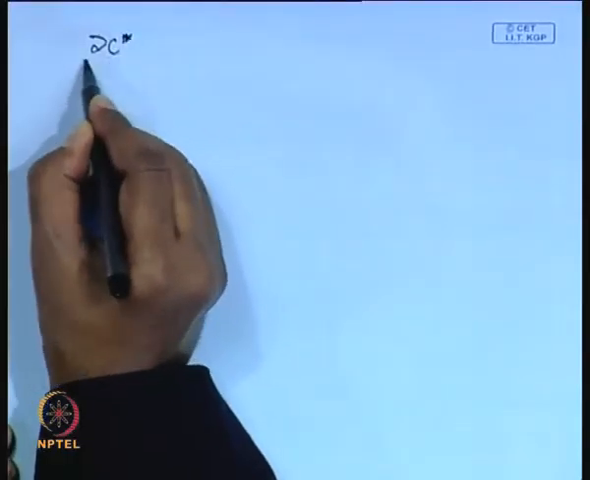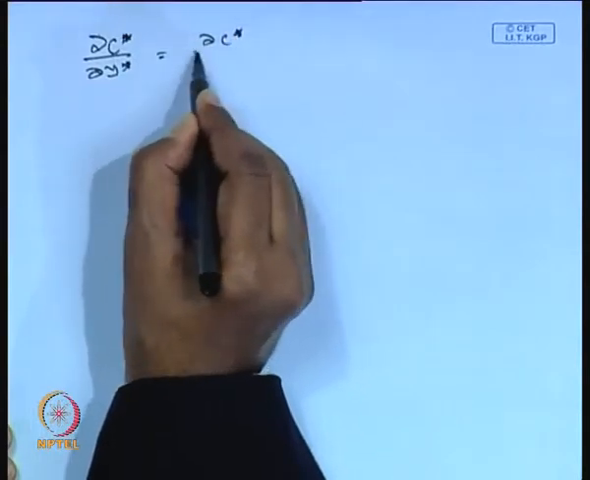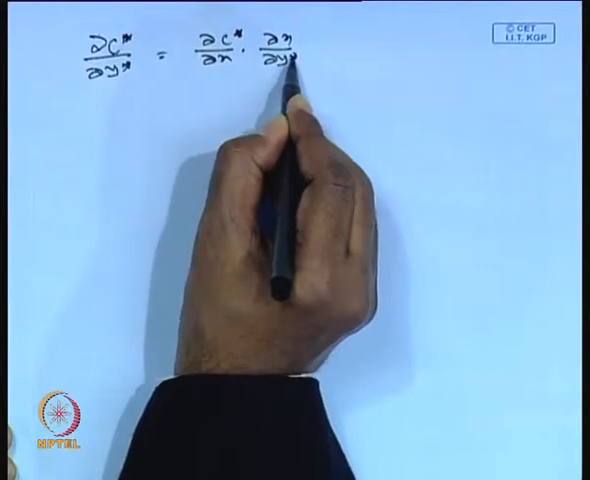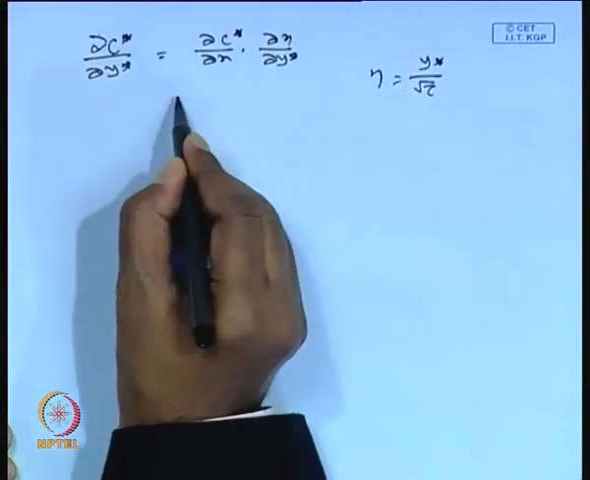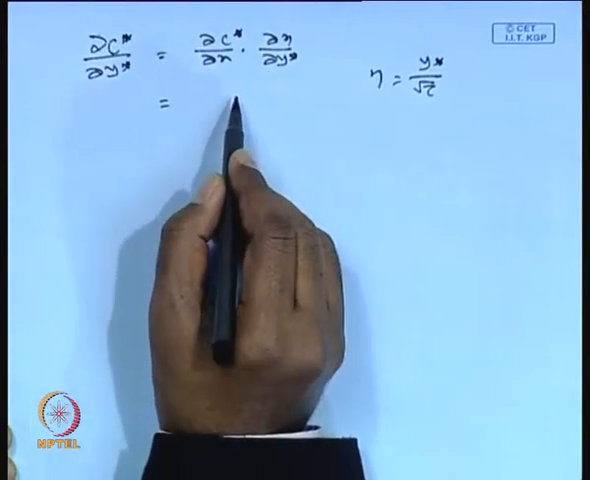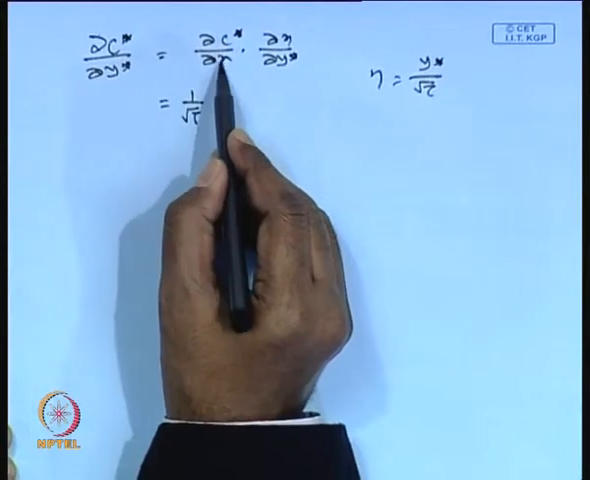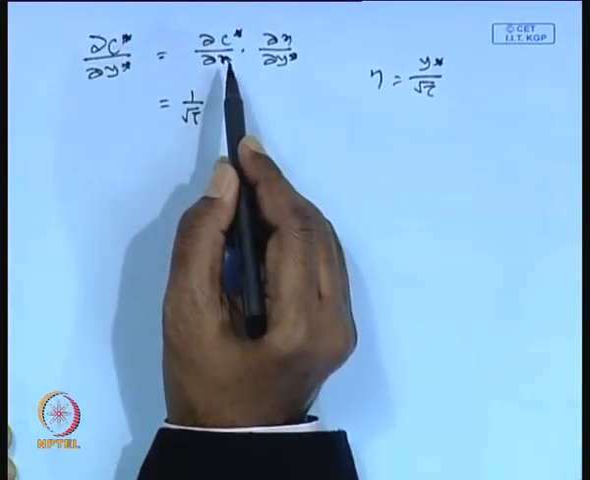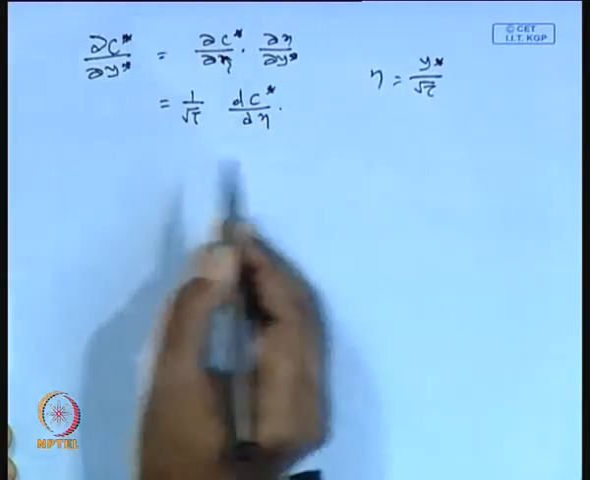So, ∂c*/∂y* will be ∂c*/∂η times ∂η/∂y*, and if you remember, η is nothing but y* by root over τ. Therefore, ∂η/∂y* will be nothing but 1 over root over τ, and c* is now supposed to be a sole function of η. So, this partial derivative will be replaced by a total derivative now, dc*/dη.